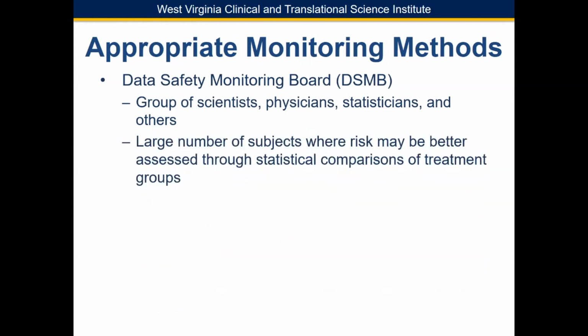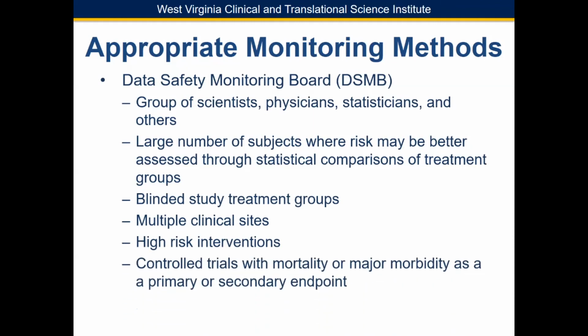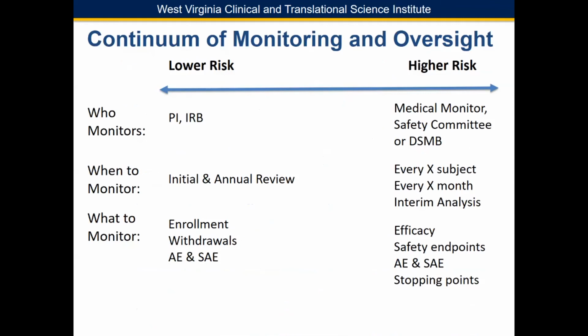That large number of subjects where risk may be better assessed through statistical comparisons of treatment groups. If you have blinded study treatment groups, multiple clinical sites, high-risk interventions, and controlled trials with mortality or major morbidity as a primary or secondary endpoint. So continual monitoring and oversight, I just kind of put it in a visual here. As some of you know me, I'm very visual.